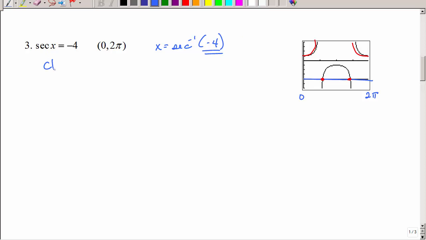So let's change it. What do we need to change it to? Let's change it to cosine. Well, secant is 1 over the cosine of x. Now we need to take the reciprocal of both sides.